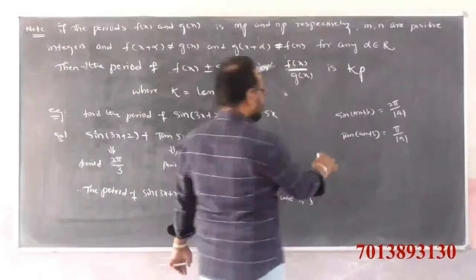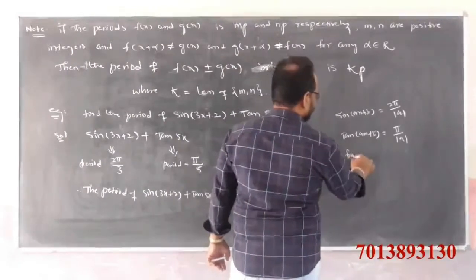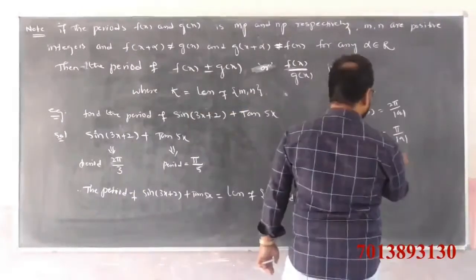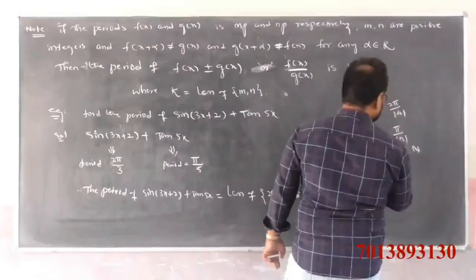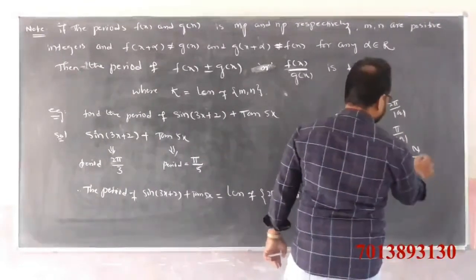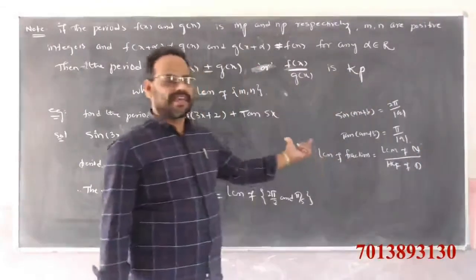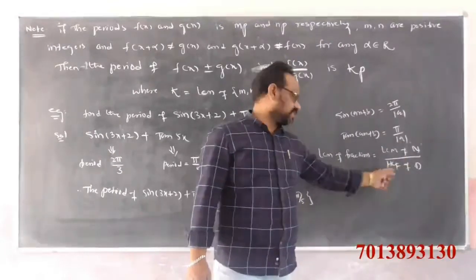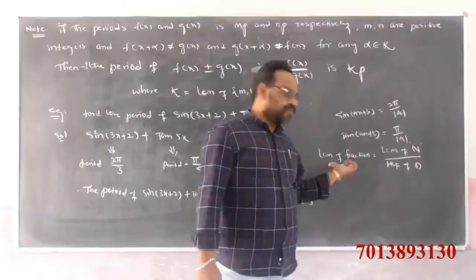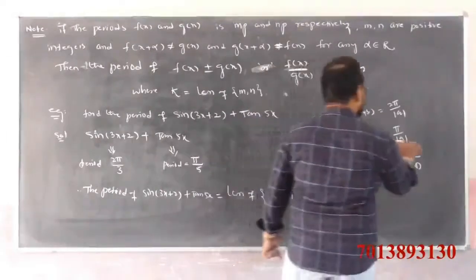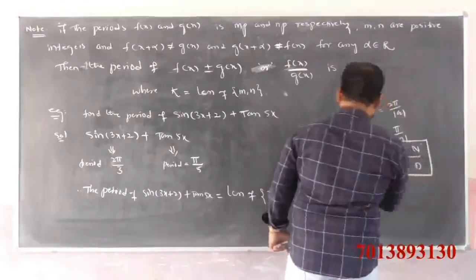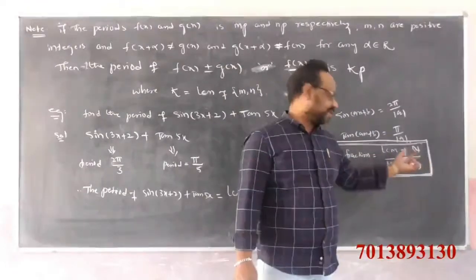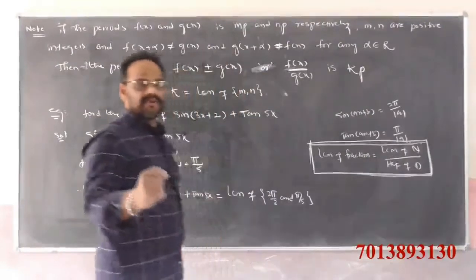We know that the LCM of fractions is equal to the LCM of the numerators by the HCF of the denominators, where HCF is the highest common factor. So this is a very, very important formula: the LCM of the fractions is equal to the LCM of numerators by the HCF of the denominators.